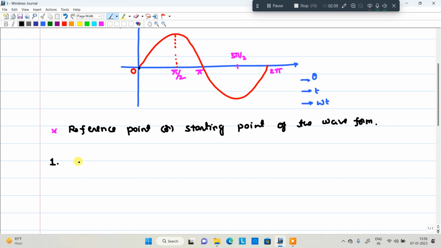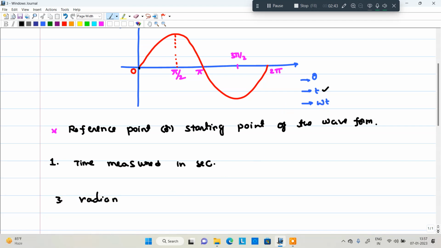The first point, time measured in seconds. In this case, the phase is in terms of time, measured in seconds. For example, here if you consider time, it is measured in seconds. For example, you take the fraction of time, what is the waveform, what is the phase angle, can also be found out. Third one, it is also expressed in radians.